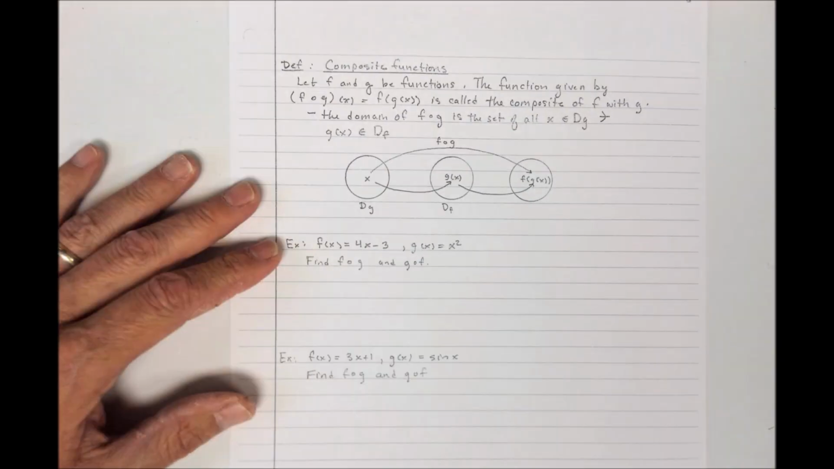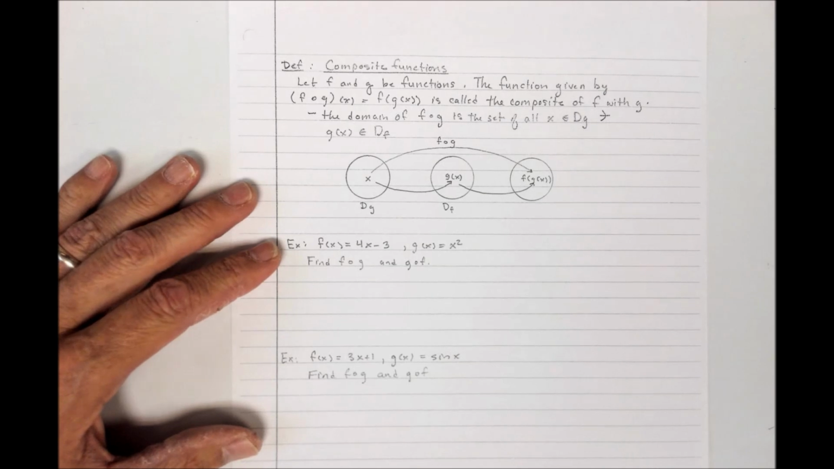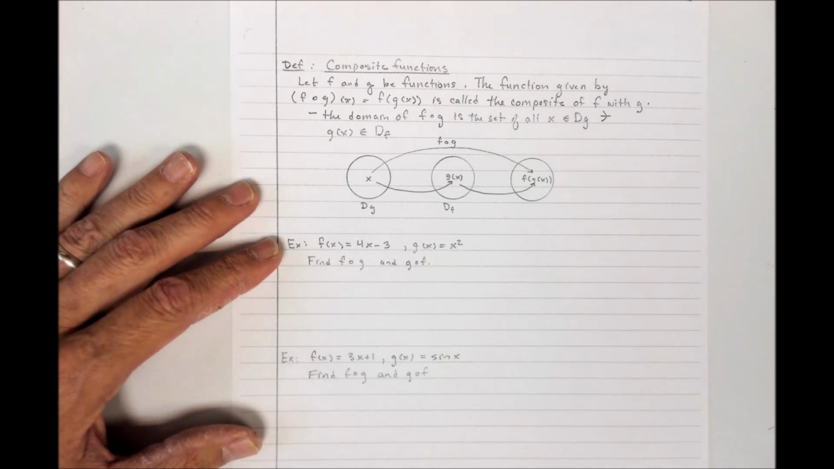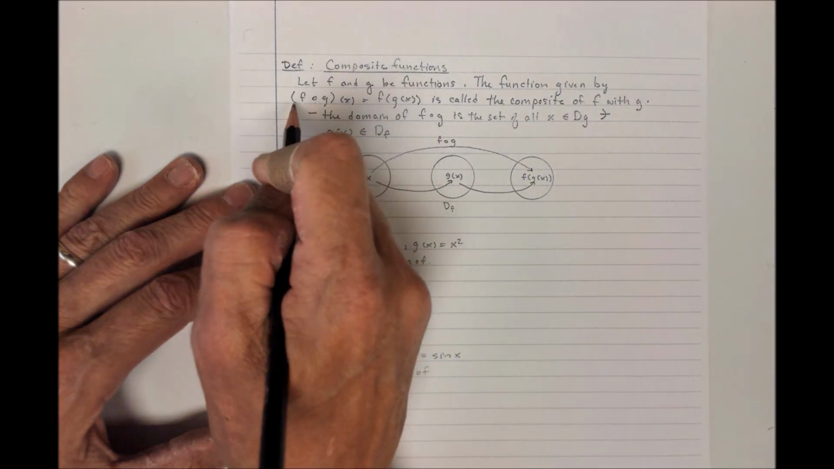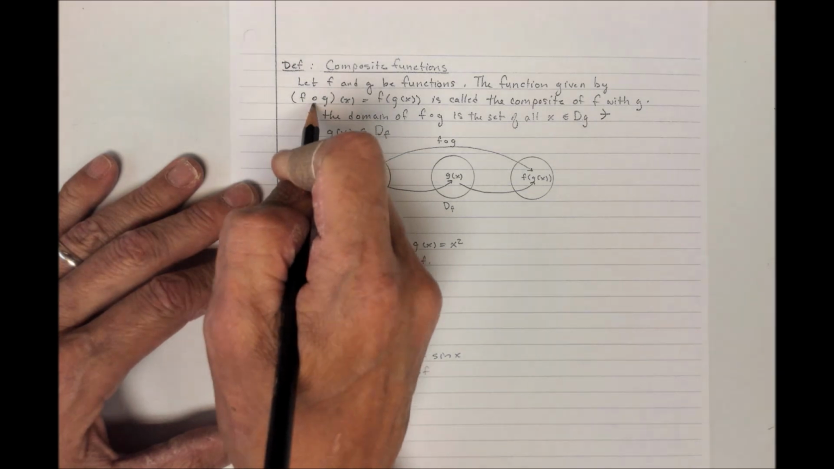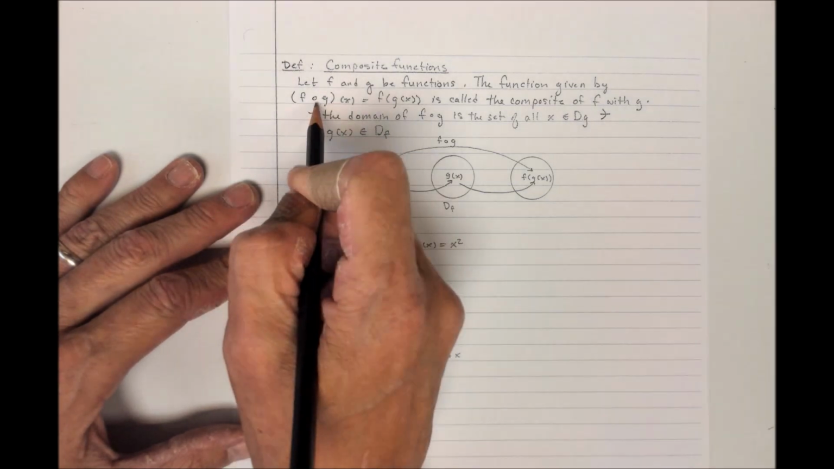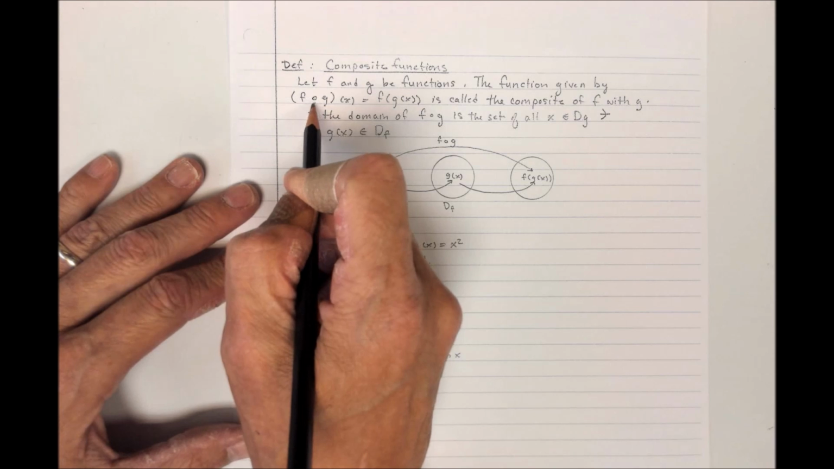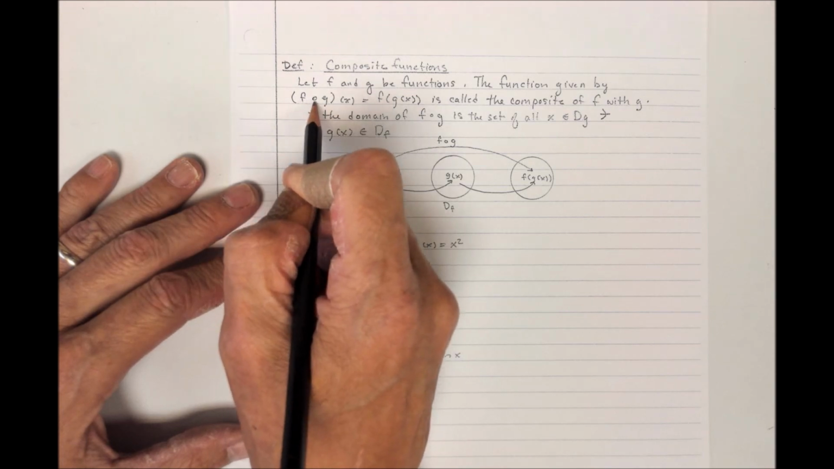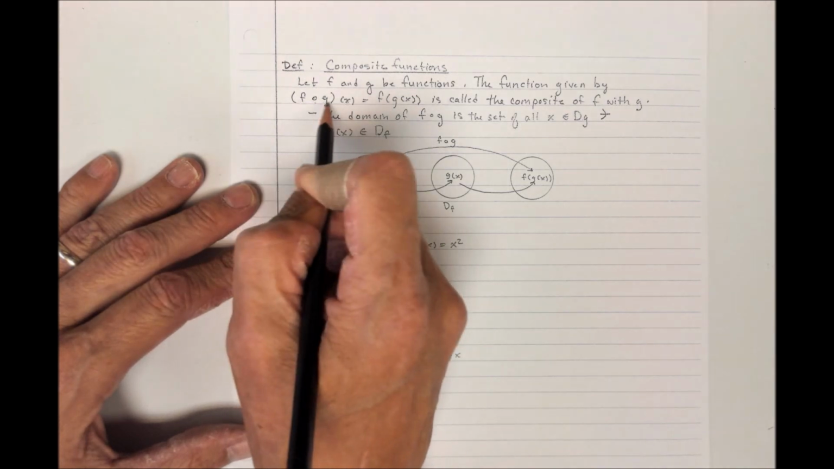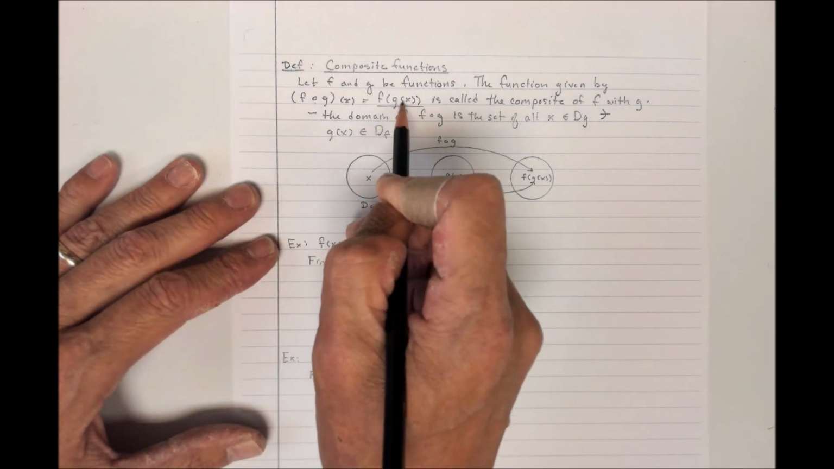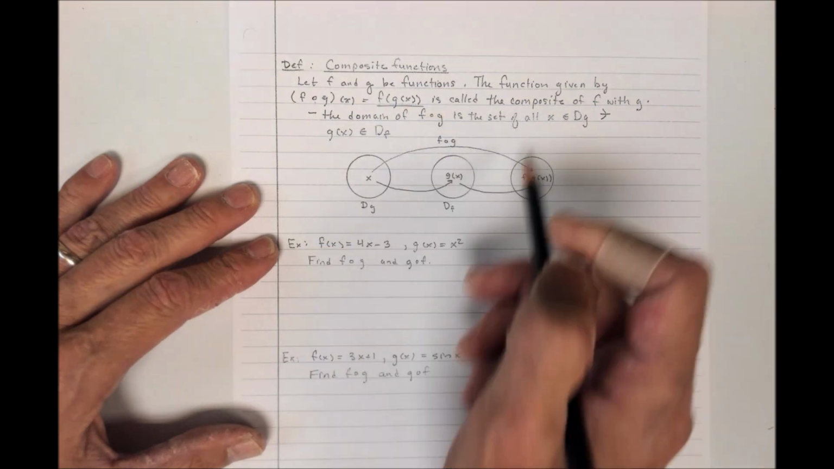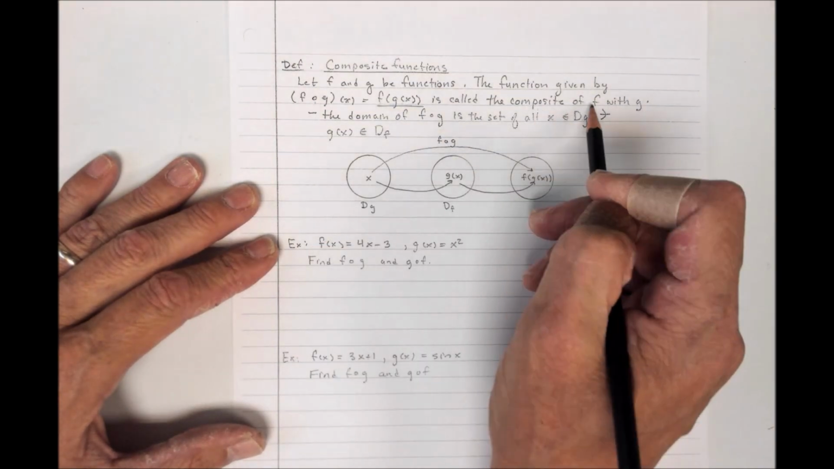I'm going to define what we mean when we compose functions. Composite functions. Let f and g be functions. The function given by f circle g, and this little circle is not an O, it's not a 0, it's just a symbol that looks like an O that we read as a circle, f circle g of x, or f compose g of x, although that's not used very often, is f of g of x. Notice you have an inside function and an outside function, and this is called the composite of f with g.